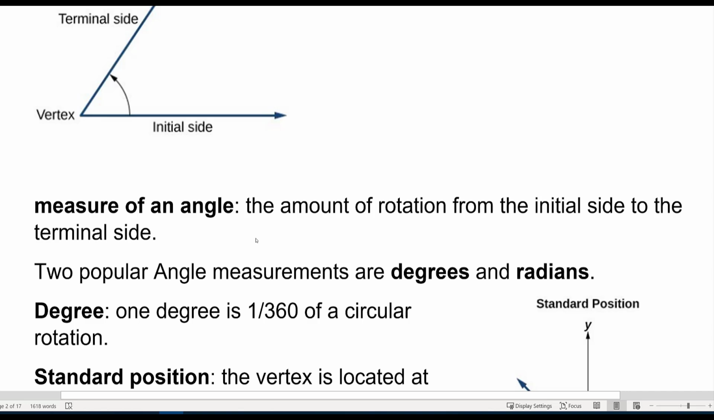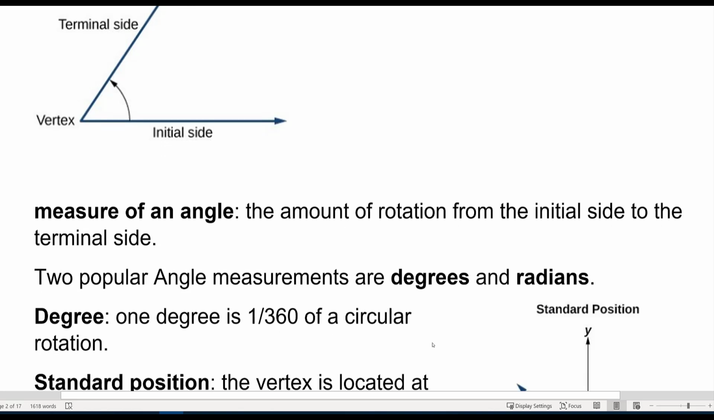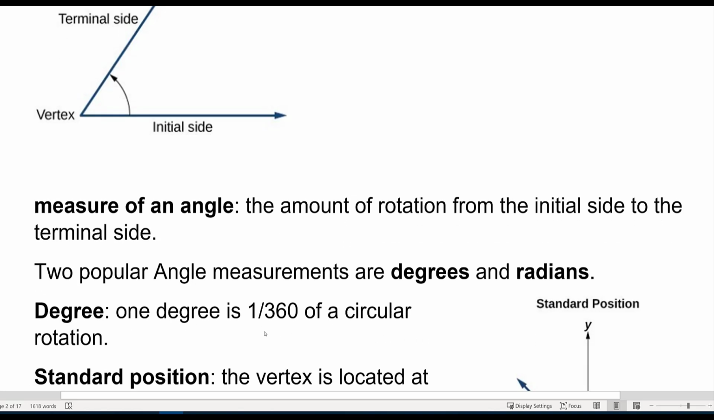To measure an angle, we measure the amount of rotation from the initial side to the terminal side. Two popular angle measurements that we're going to be talking about are degrees and radians. There are others, but degrees and radians are most common for this. One degree is 1/360th of a circle. So a circle is 360 degrees.